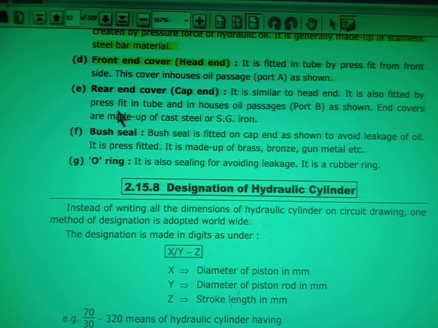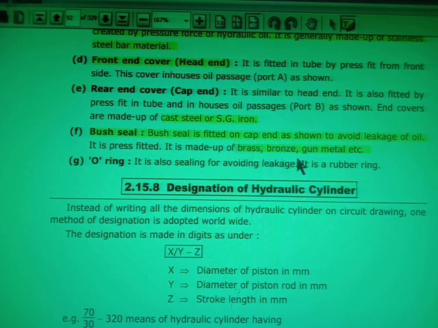It is also fitted with a press fit, and it has the port B. Generally both these end covers are made from cast steel or HG iron. Then there is the bush. So bushing is provided. The bush seal is fitted on the cap end as shown in the figure to avoid leakage, and the bush is made from brass, bronze, or gunmetal.